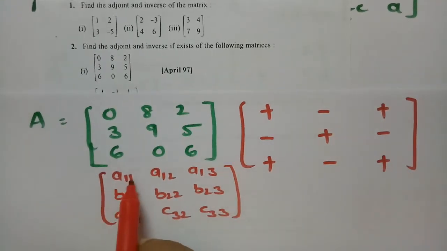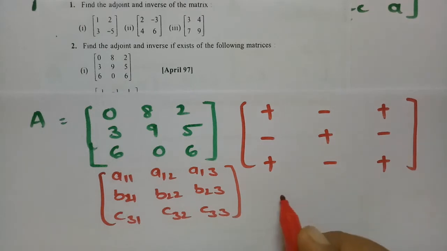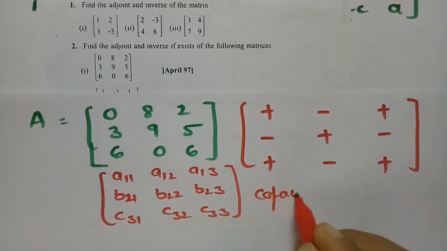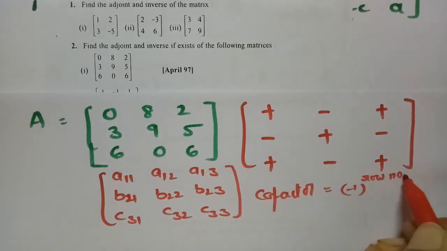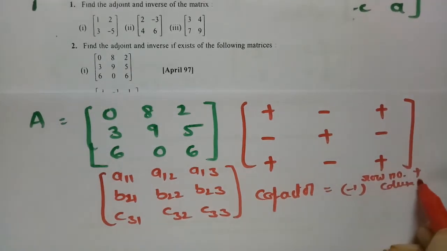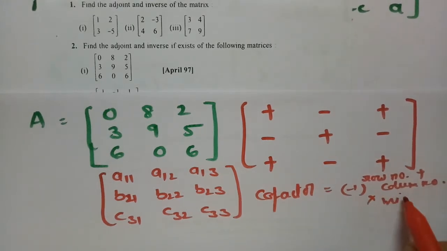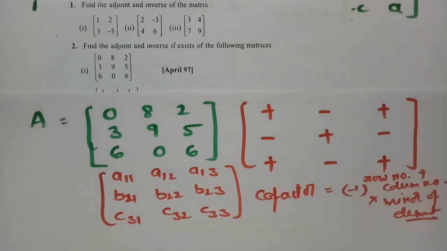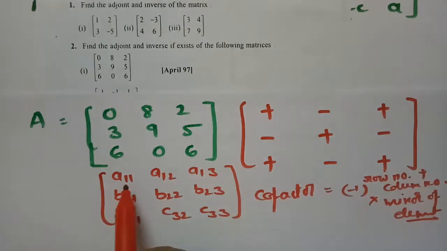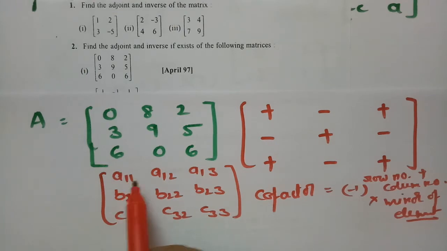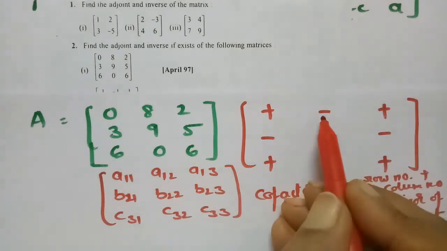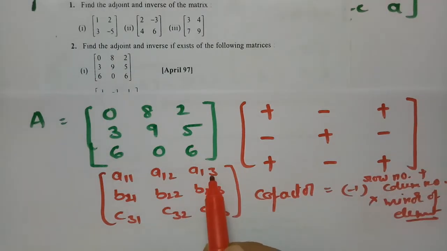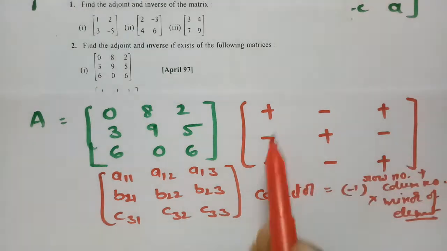See here, the cofactor of an element is equal to minus 1 to the power of row number plus column number, into the minor of the element. This is the formula. So this is minus 1 to the power 1 plus 1, which is a square, so we got plus. This is minus 1 to the power 1 plus 2, negative, so we got negative. This is 1 plus 3, an even number, positive. Like that we got this pattern.